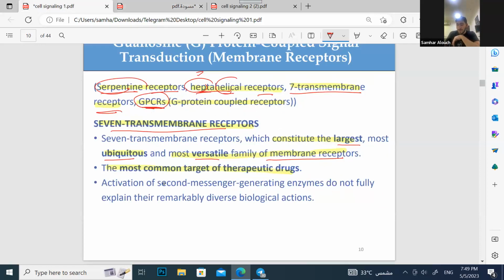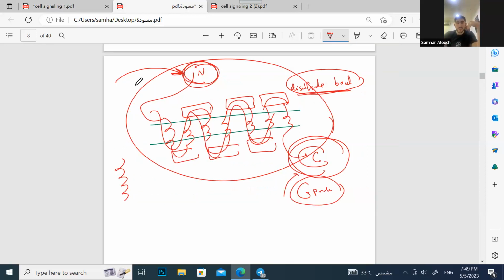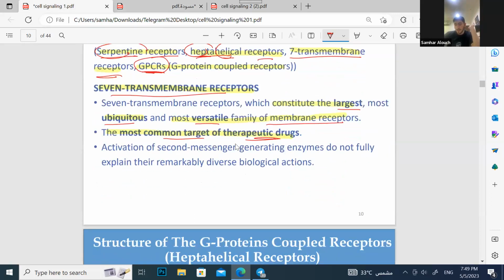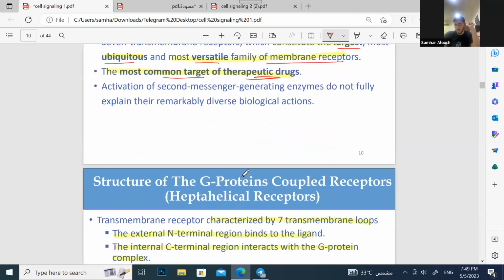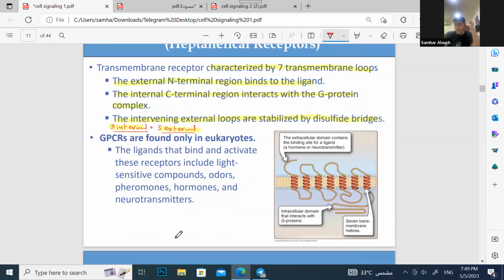And it's the most common target of therapeutic drugs because it plays roles in many things: cancer, insulin, growth, everything, okay? So it is a common target for many therapeutic drugs because it plays roles in many diseases, in many good things, okay? So it's the most common target of therapeutic drugs. Now let's dig, and these are the things that I mentioned.